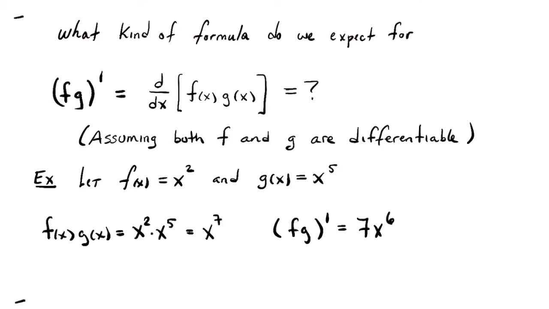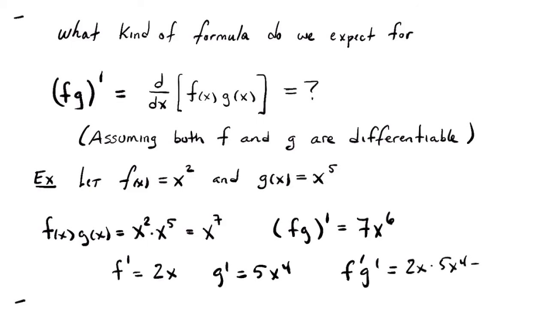So for sums and differences, the rule goes, the derivative of a sum is the sum of the derivatives, and the derivative of a difference is the difference of derivatives. So maybe for products, the derivative of the product should be the product of the derivatives. Let's take f prime and g prime separately. f prime is just 2x, since f is x squared. g prime is 5x to the fourth. So what do we get if we multiply f prime by g prime? Well, you get 2x times 5x to the fourth. 2 times 5 is 10, and by the rules of exponents, you'd get 10 times x to the fifth, right?